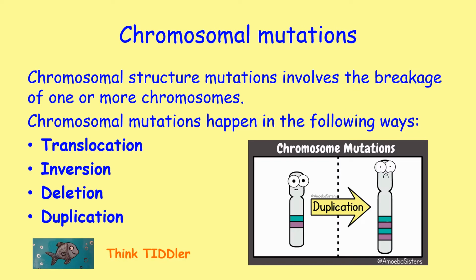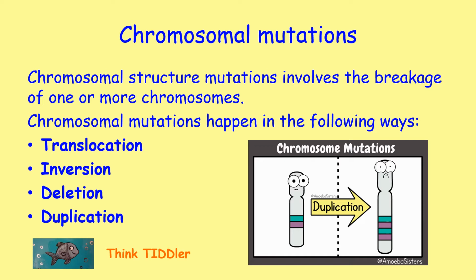So our chromosomal mutations are a little bit more severe than our gene mutations. Rather than influencing just one nucleotide and changing one nucleotide within the sequence, a chromosomal mutation involves the breakage of one or more chromosomes. So we're impacting on more than one gene often. It's not just a single nucleotide within one gene. We're often influencing several genes at the same time.